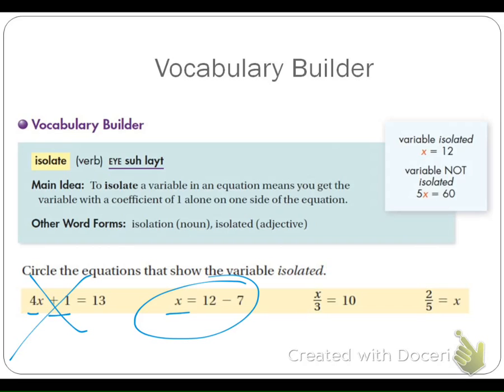In the next example, you have the equation x over 3 is equal to 10, or x divided by 3 is equal to 10. It can be read both ways. Is your variable isolated? No. Look, it's being divided by 3. It's on the same side, so therefore in this equation, the variable is not isolated. In the last example, 2 divided by 5, or 2/5, is equal to x. Here x is on the right-hand side, which is fine, as long as it's isolated or all by itself, which it is. So this equation is isolated.